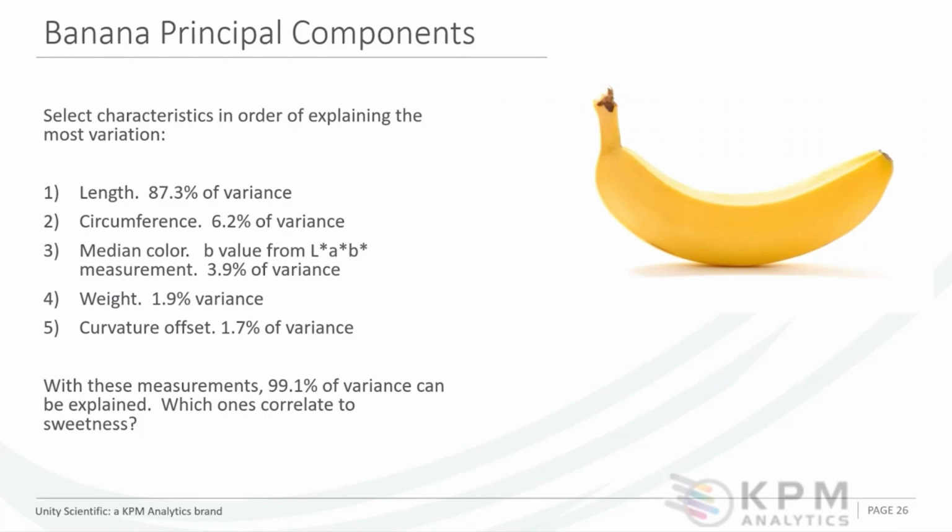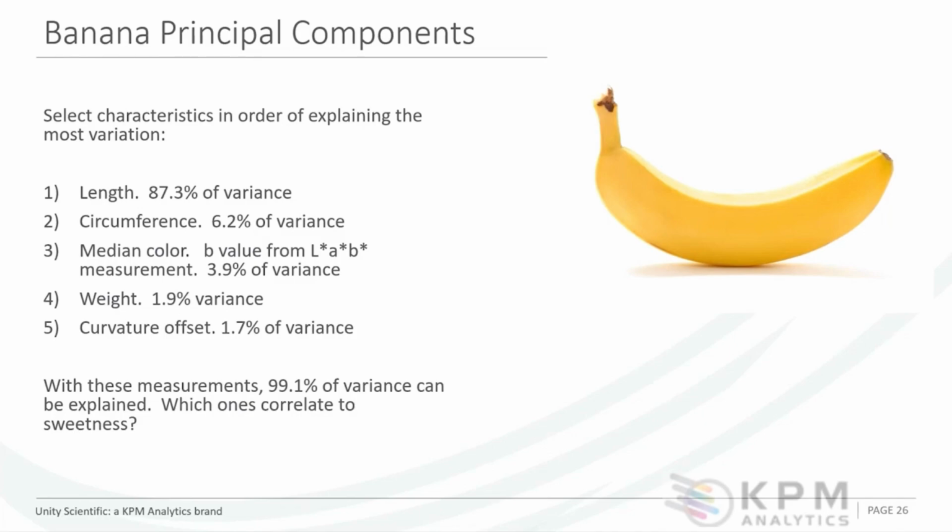Conceptually, you could use a principal component analysis or a feature extraction. And in this, you're going to select the characteristics in the order of explaining the most variation. Thus, you want to pull out the feature that describes the most variation. And once you pull out that variance, whatever variance is left, then you want to find the feature that explains the next greatest amount of variance. So for bananas, it might look like this.